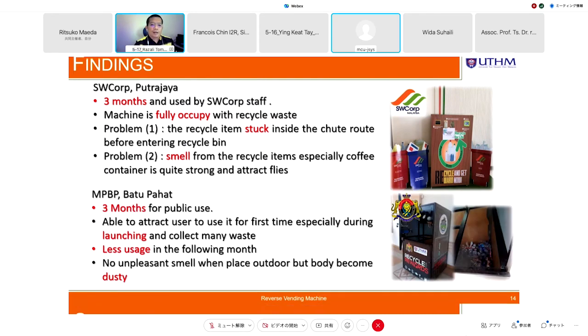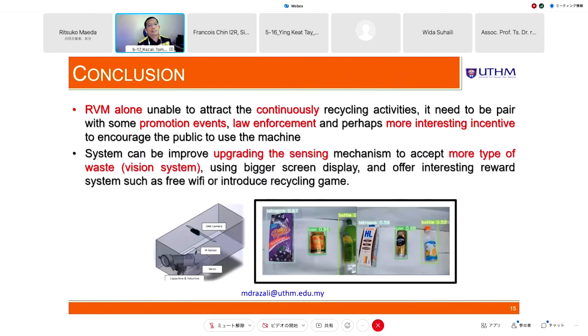Finally, as the conclusion, we can say that the RVM is able to encourage recycling activities, and we can improve the system by introducing a vision system, in which case we train the model using more recyclable items and add a camera to perform the process. Thank you very much for your attention to my presentation. Thank you.